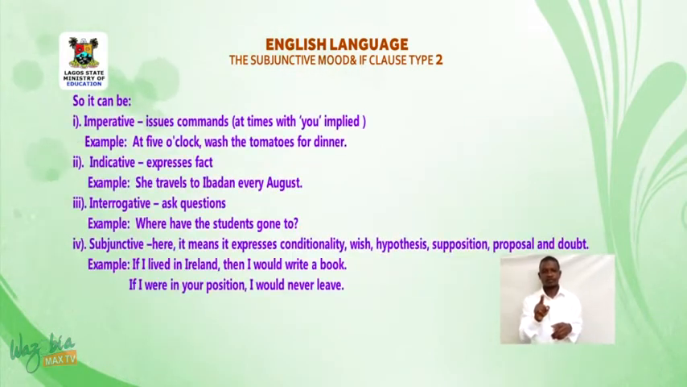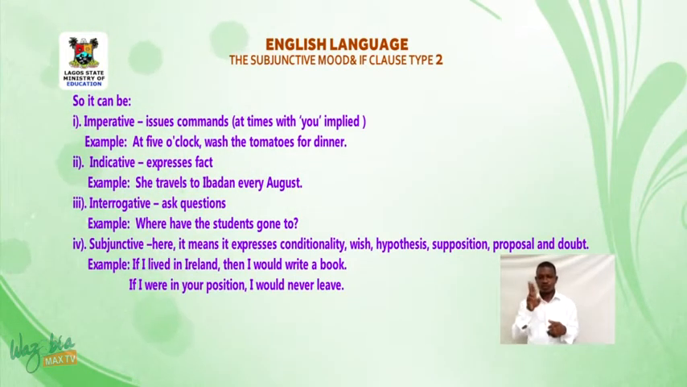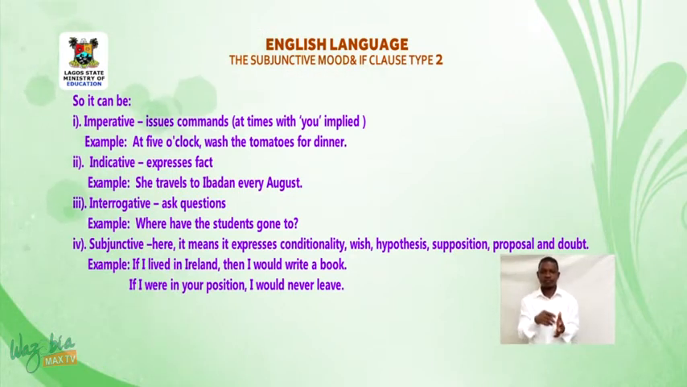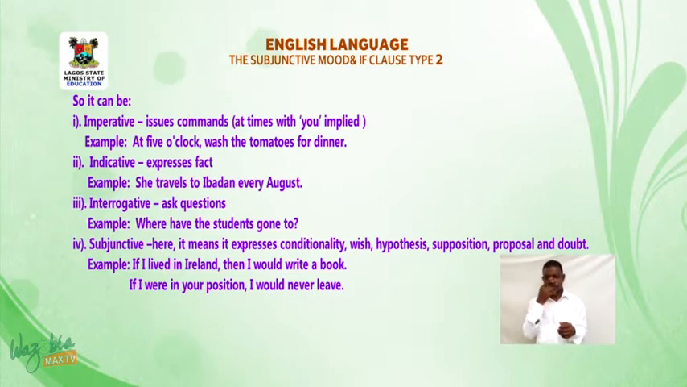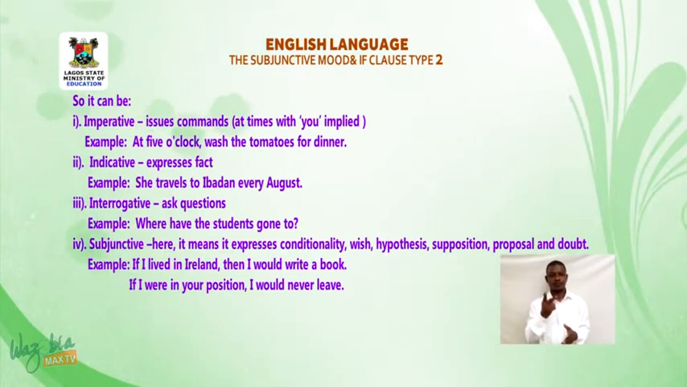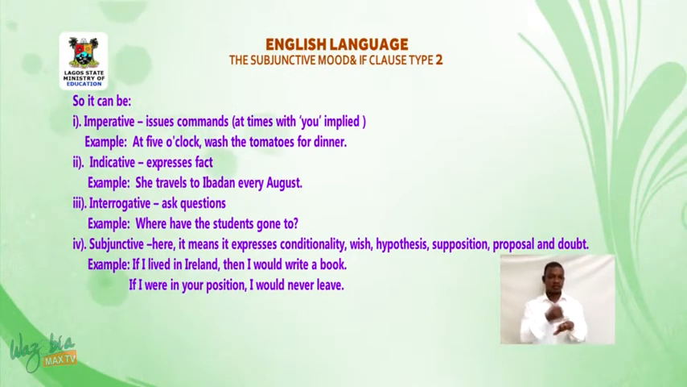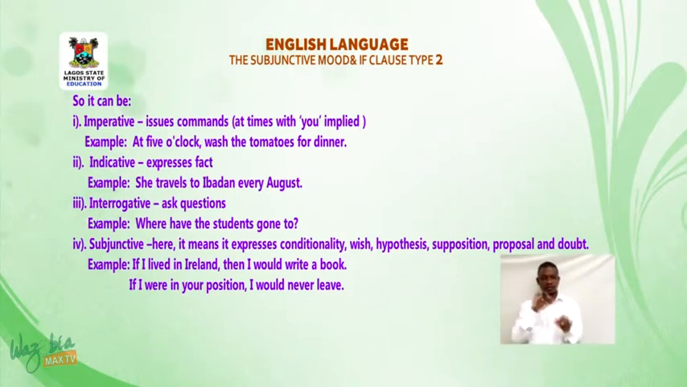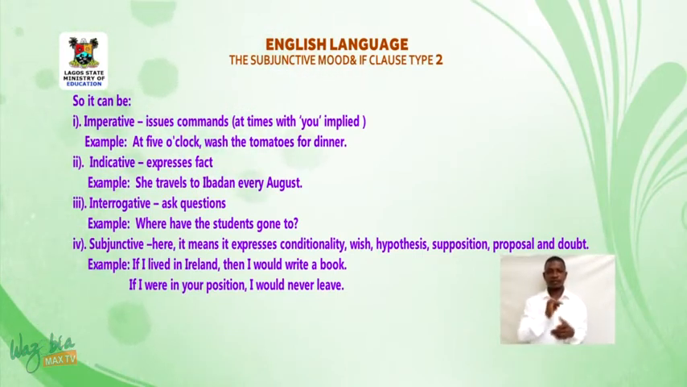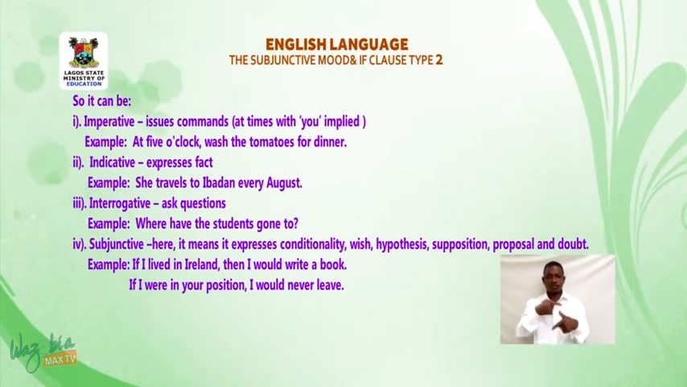So it can be 1. Imperative, issues commands, at times with you implied. Example, at 5 o'clock, wash the tomatoes for dinner. 2. Indicative, expresses fact. Example, she travels to Ibadan every August. The mood can be interrogative, and that is 3. That means ask questions. Example, where have the students gone to?